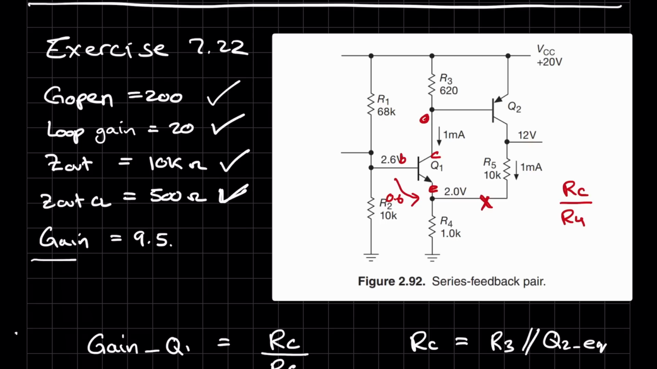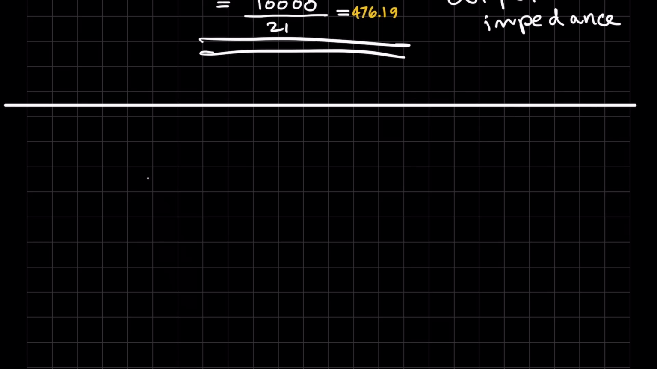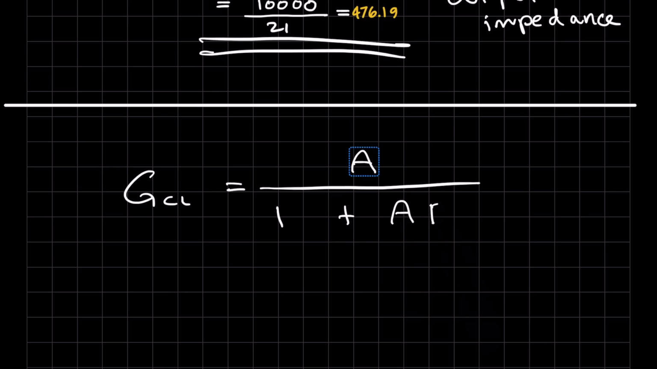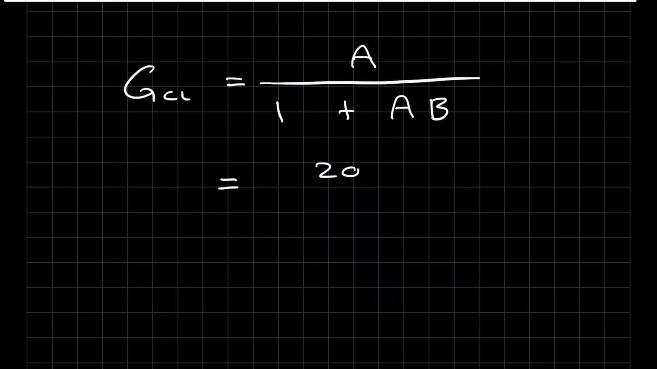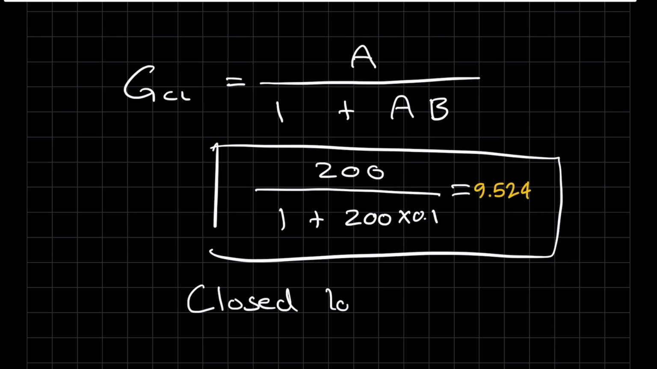And the last thing we need to do is get the closed loop gain, and the author has given us a value of 9.5. Now the equation for the closed loop gain is very simple. So GCL is equal to the open loop gain over 1 plus the open loop gain times the feedback factor. And if we plug in those numbers, which is basically 200 over 1 plus 200 times 0.1, that is equal to 9.524. So that is the closed loop gain for this circuit that we are just looking at.